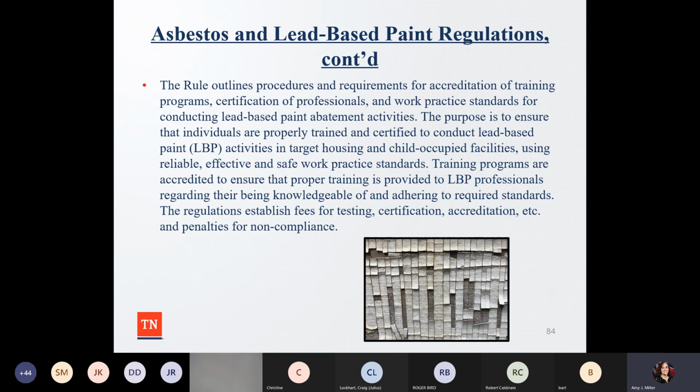And then it's to ensure that individuals are properly trained and that they conduct those activities in target housing and child occupied facilities using reliable, effective, safe work practice standards. And again, there are training programs to make sure that people are adhering to required standards, and the regulations establish fees for testing, certification, accreditation, and penalties for noncompliance.